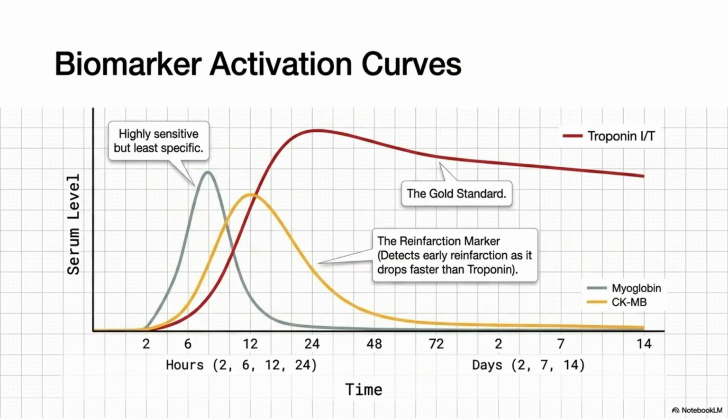Enzymes rise and fall at different speeds. Myoglobin is the fastest to rise but is the least specific. Troponin I and T are the gold standard because they are highly specific and stay elevated for up to 14 days. CK-MB is your reinfarction marker because it drops quickly. If it rises again after 48 hours, the patient is having a second MI.